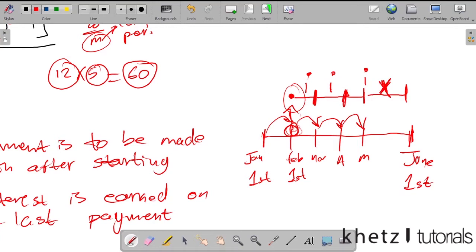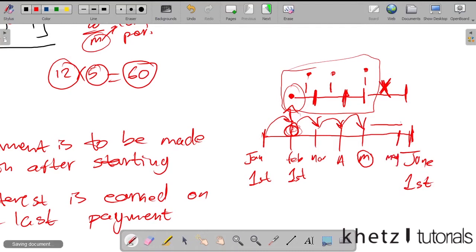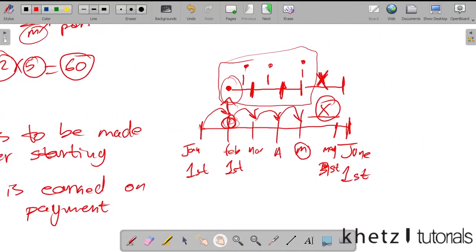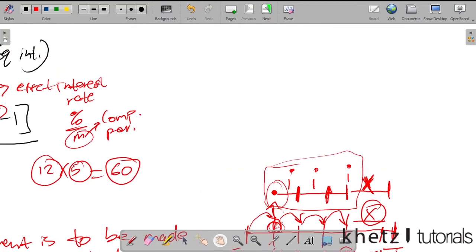interest. So if you're told that you're supposed to make payments for 4 months, or whatever period it may be, then from the start of this to the end of the month, let's say May 31st, it would not earn any interest. That is what the statement basically means. So after your last payment, your amount doesn't earn any interest, right? That is what that means.